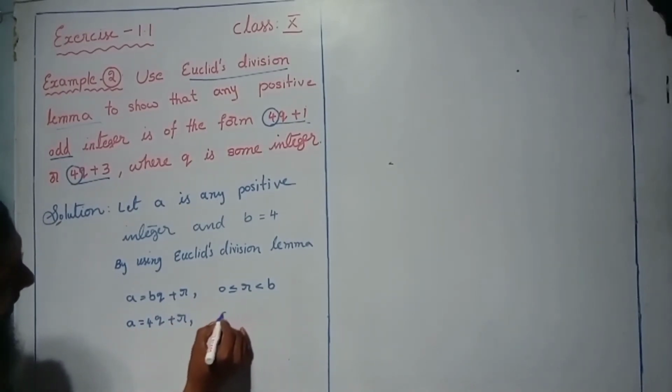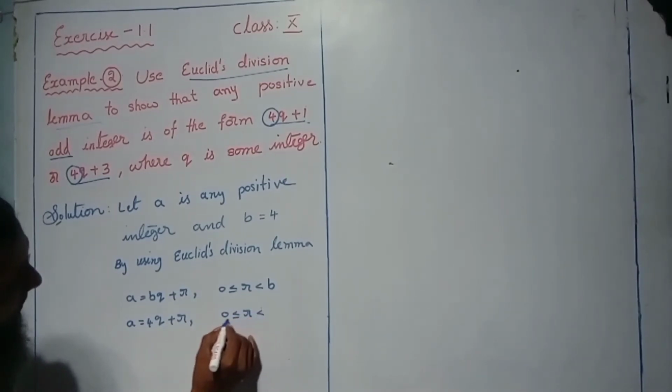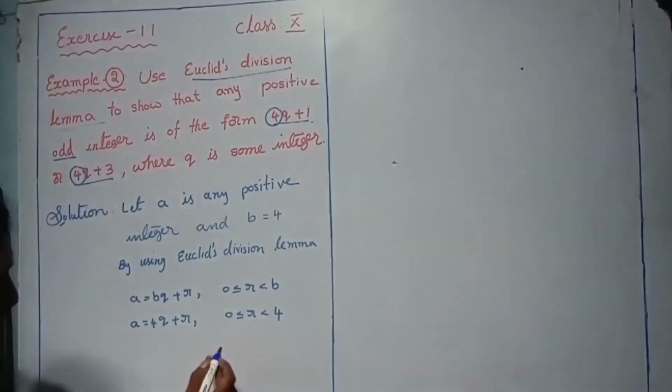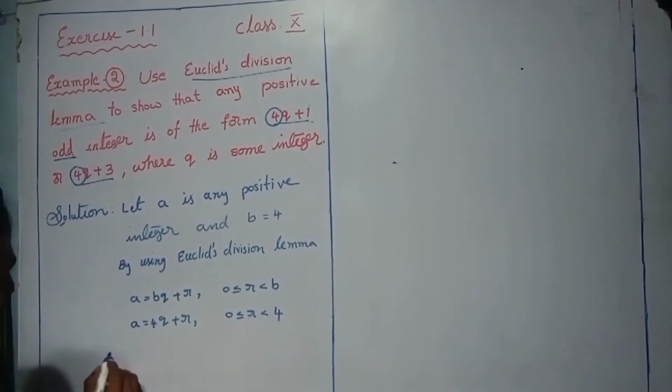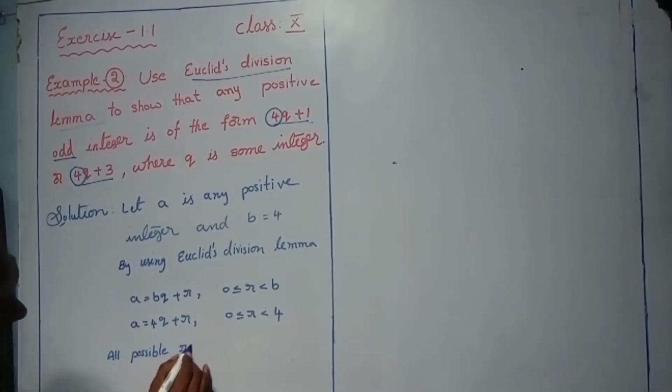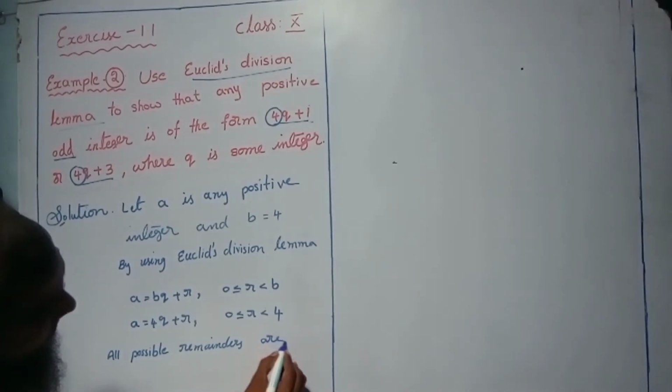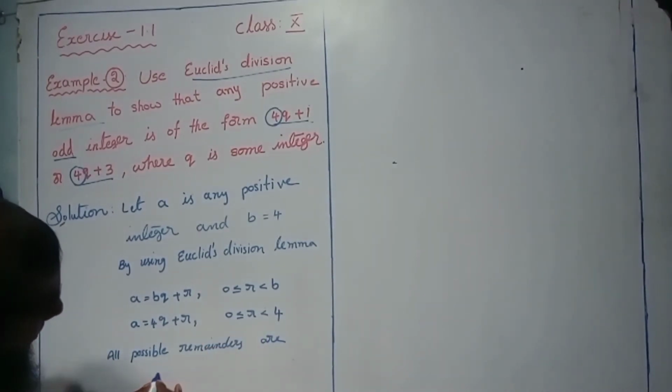Then r lies between 0 and, in the place of b, 4. So r means remainder. So all possible remainders are 0, 1, 2 and last 3, which means less than 4. Given clearly, less than 4 means 3 only.